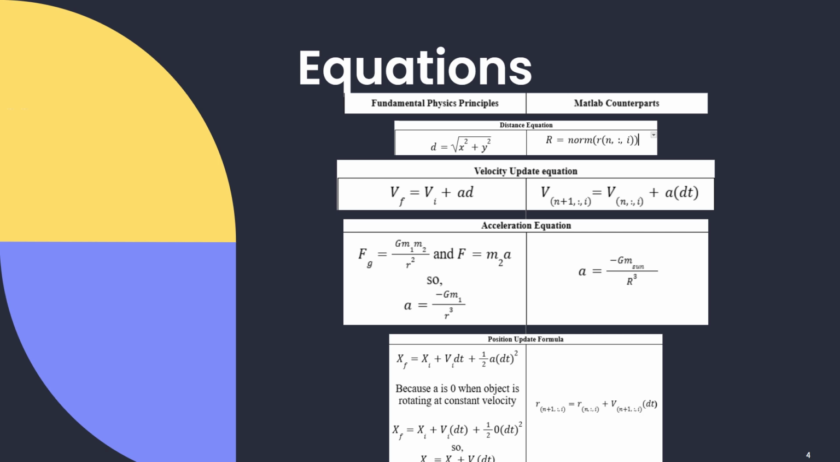We then needed to create a position update formula, which iterates over the time step to find the final position. We know the acceleration is 0 when the object is moving at a constant rotational velocity, so we end up with the equation we have here on the right.